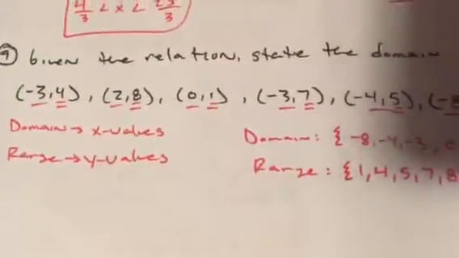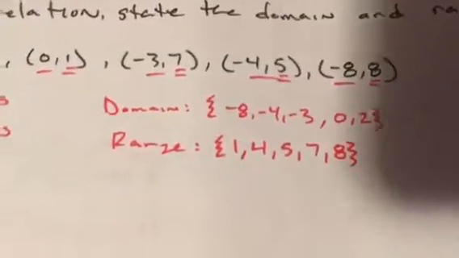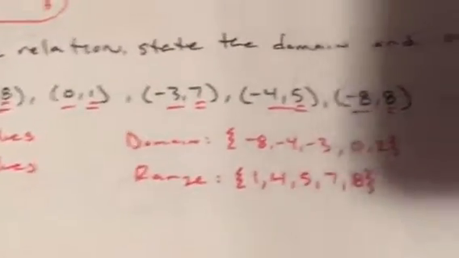For the range, all the unique y values. Going in order here: 1, 4, 5, 7. I see 8 twice, but I only write it once.